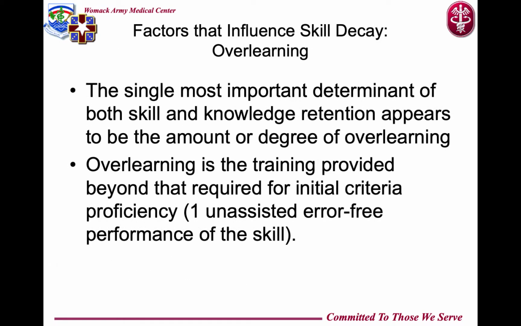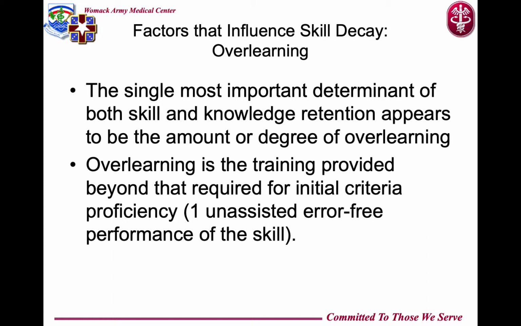The single most important determinant of both skill and knowledge retention appears to be the amount or degree of overlearning. Overlearning is the learning performed beyond what is necessary to achieve a criterion performance, which is most commonly defined as the first error-free performance of the trainee. For example, if you are using a task trainer to teach an anesthesia resident how to perform a surgical airway, you might begin with the instruction by providing the resident a video-recorded demonstration of the procedure performed on that same trainer with that same equipment that will be available to the resident.